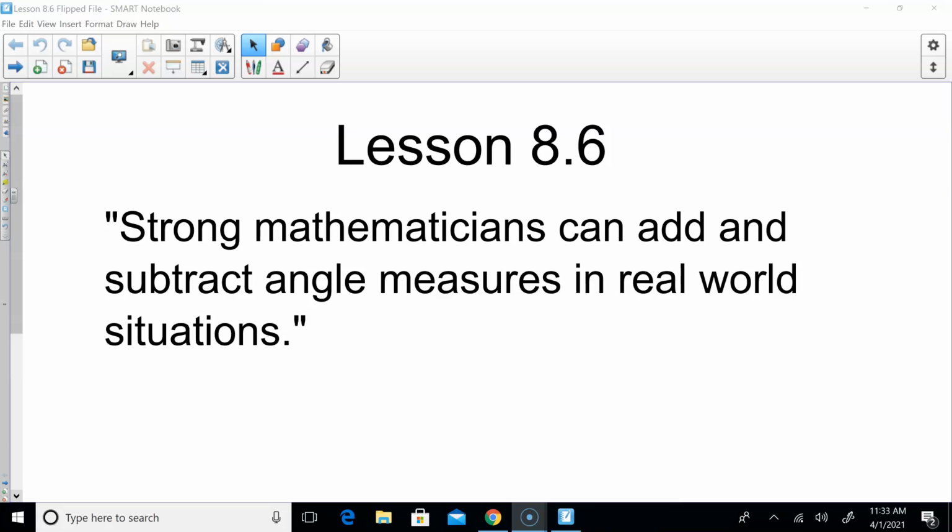Welcome, class, to lesson 8-6. Today, strong mathematicians can add and subtract angle measures in real-world situations. So you can take out your notebook, your pencil, write down today's date and the name of the lesson, and let us begin.